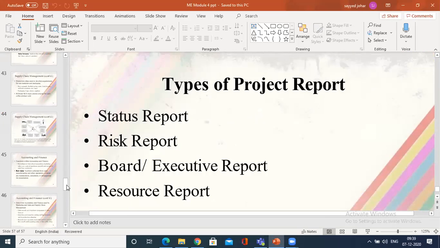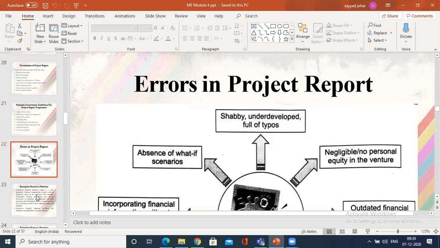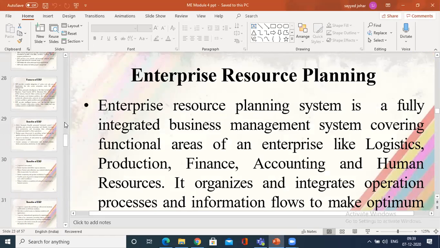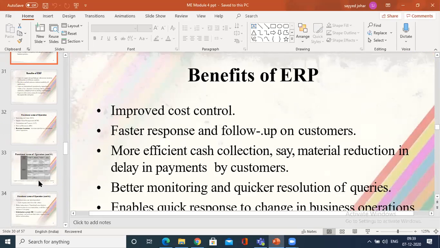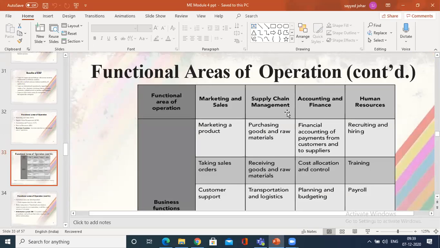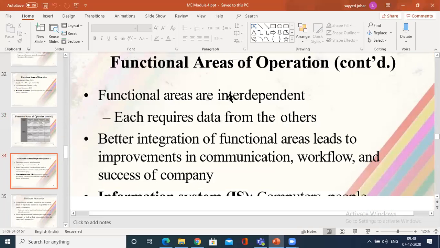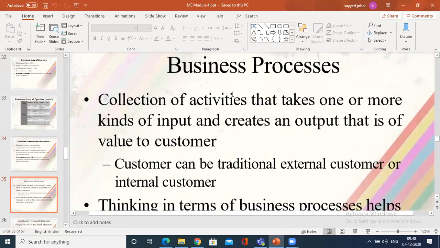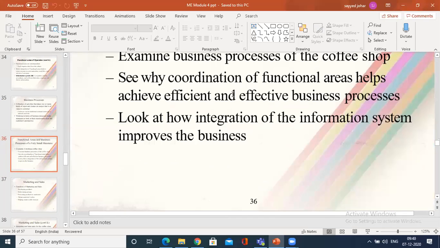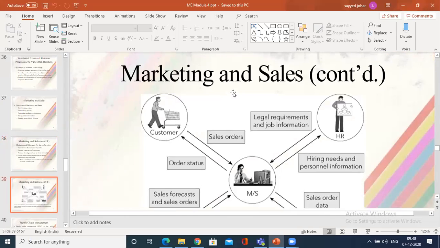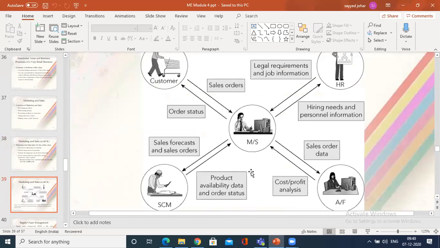So my objective is to try to understand these concepts first of all. You focus on this table. This is a major table. Once you understand the concepts of the various functional areas such as marketing, sales, supply chain, accounting and finance, you could integrate in between as one department, and the functions of marketing and sales with respect to the scenario of a coffee shop, this could be analyzed. Fine.